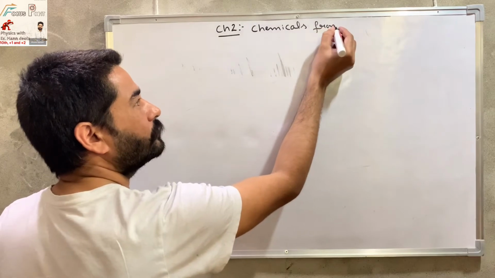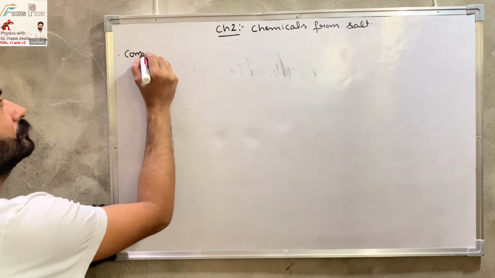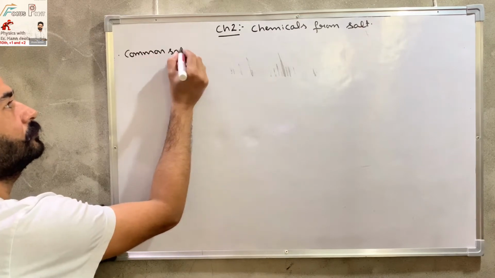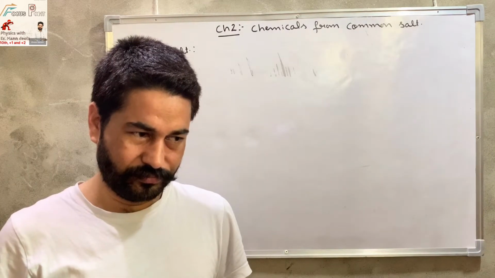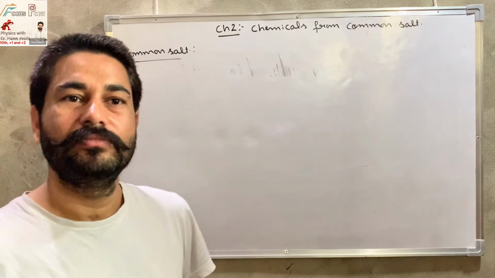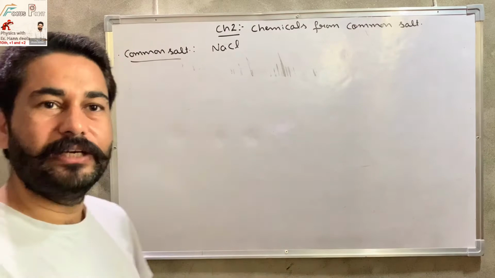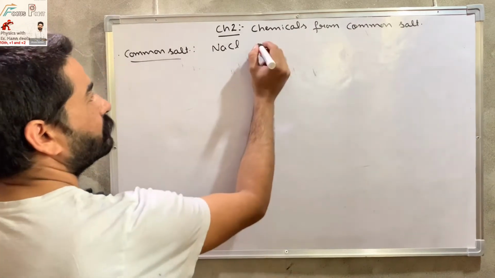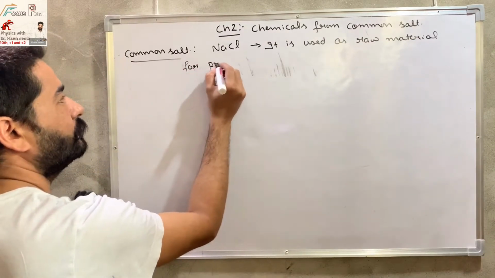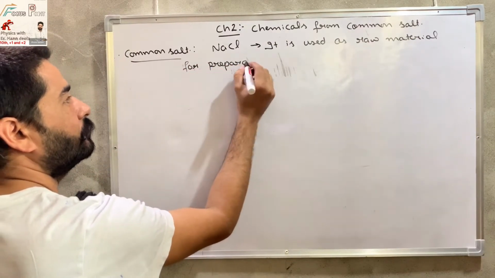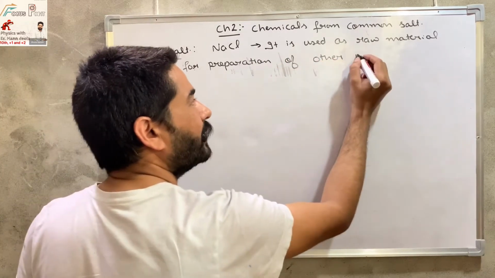From common salt. Common salt. Now what is common salt? Salt used in our homes. Very good. It is sodium chloride. So this sodium chloride we will take as a raw material for the preparation of other important chemicals.